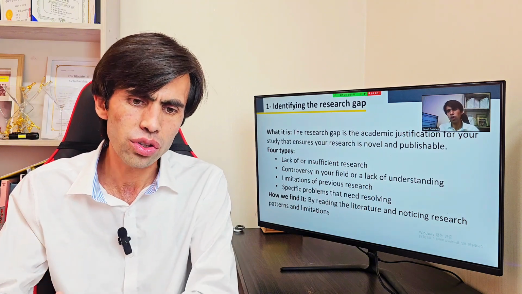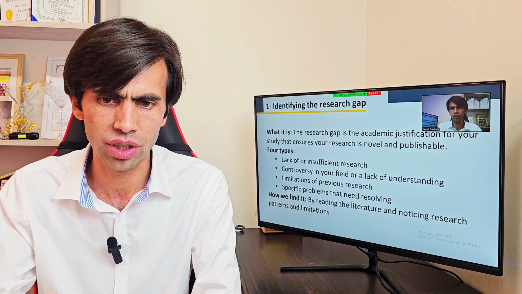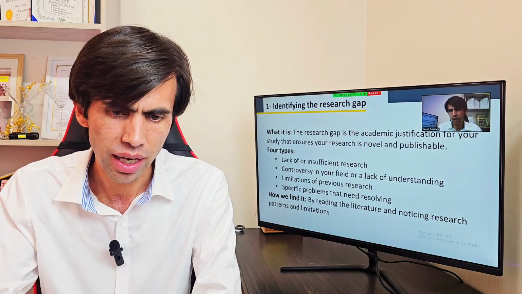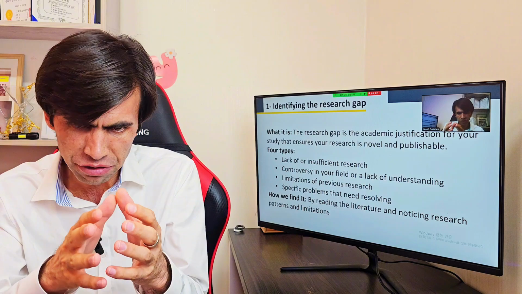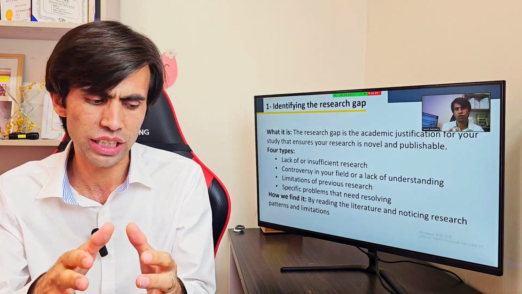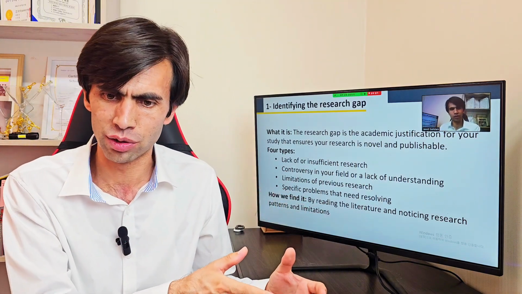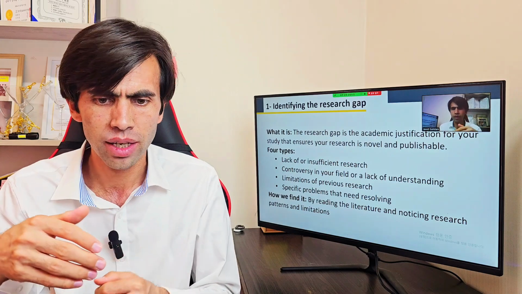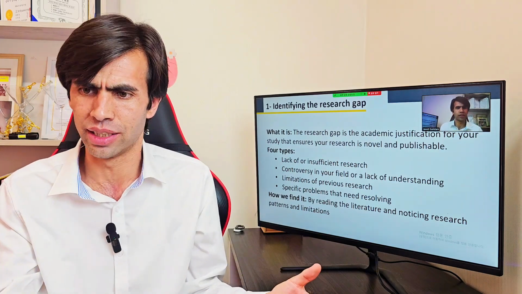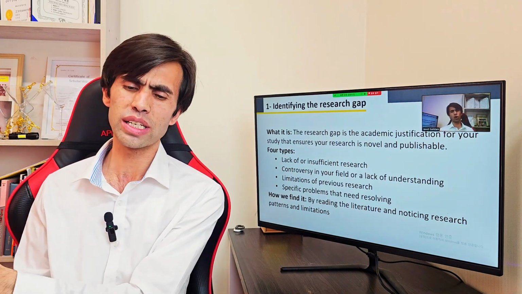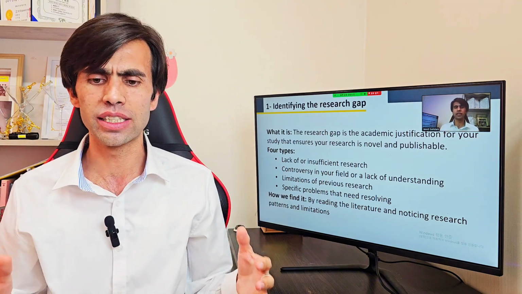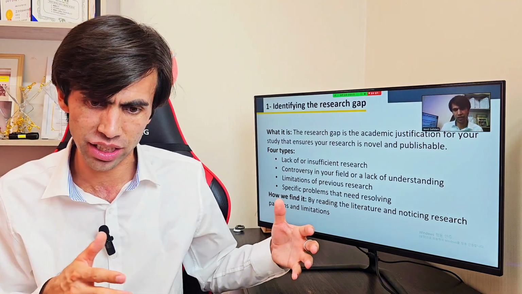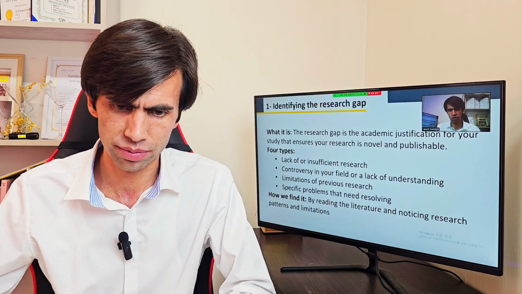There are 4 types that we can consider when we are thinking about a research gap. The first is a lack of or insufficient research. It means there is not sufficient research that has been done on the area you are going to research, or even there is no research on that area. There is some research close to that area, but not exactly on that specific research topic or research area that you are going to work on.